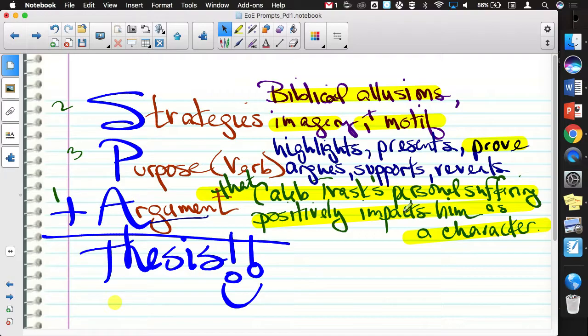Any other questions about this sentence structure, type, setup, all those things? All right.